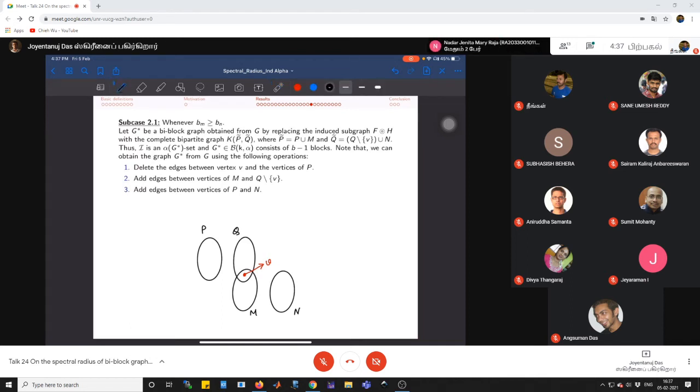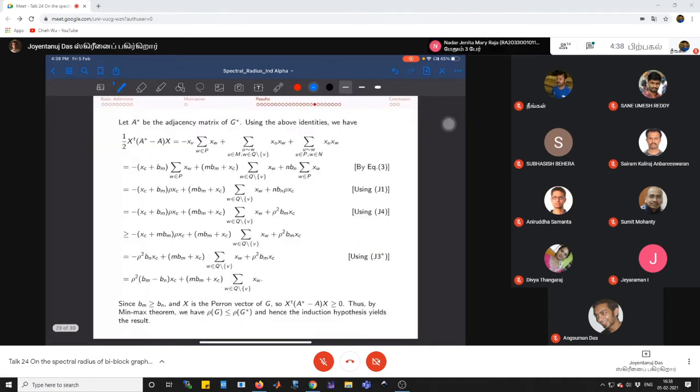Then we take P tilde to be P union M, meaning M containing the guard vertex V, and U tilde to be U minus V, union with M. Here again we have to delete some edges, that is, the edges between V and P. These edges we have to delete, and then we consider these three operations at the edges between M and Q minus V, and also at the edges between Q and M. Then, using again the adjacency relations, we achieve the result that the spectral radius actually increases.